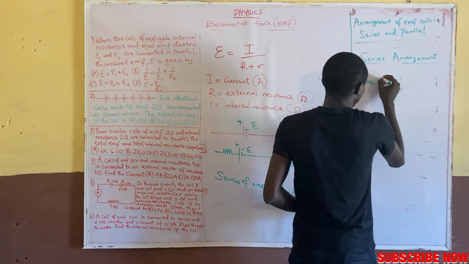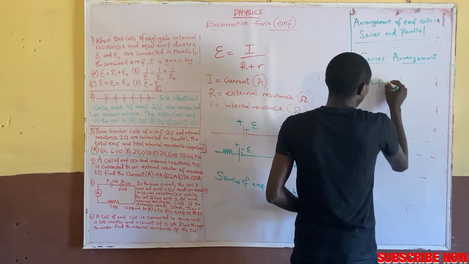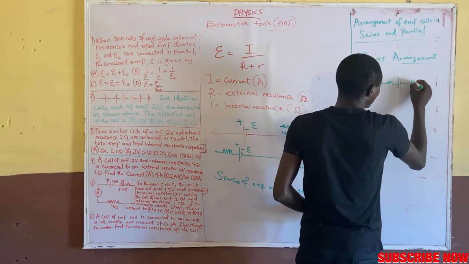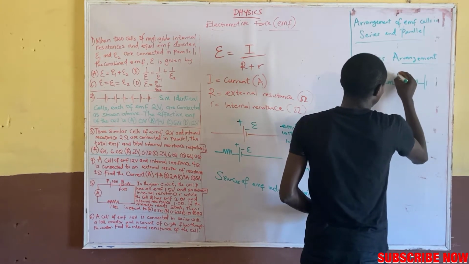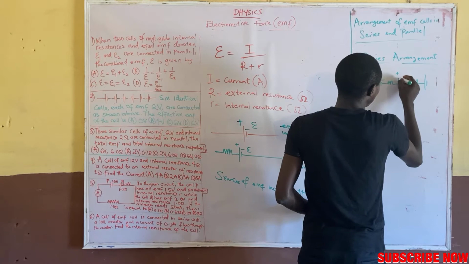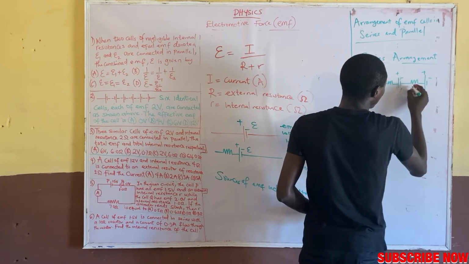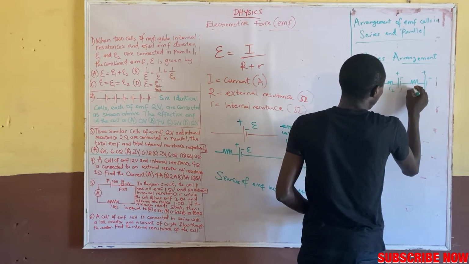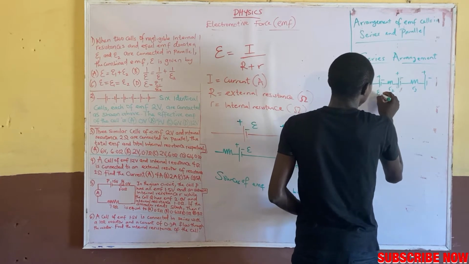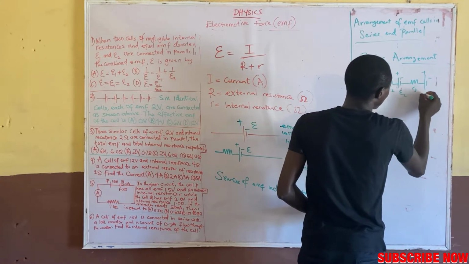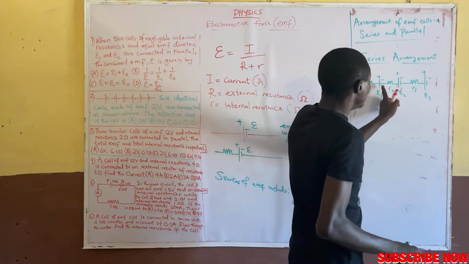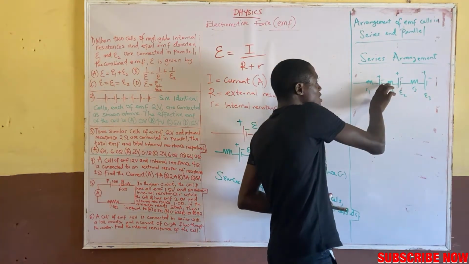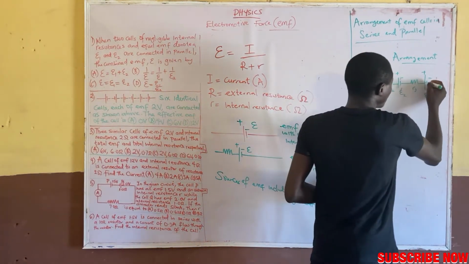For instance, if I have an internal resistance and EMF, another internal resistance with EMF, another internal resistance with EMF. Now this is positive, negative, positive, negative, positive, negative. This is R1, R2, R3 the internal resistances, and this is EMF 1, EMF 2, EMF 3. Look at this: these are connected in series, side by side, and these EMFs are facing the same direction.